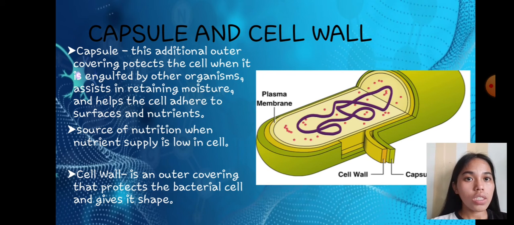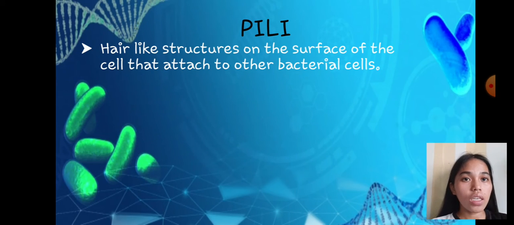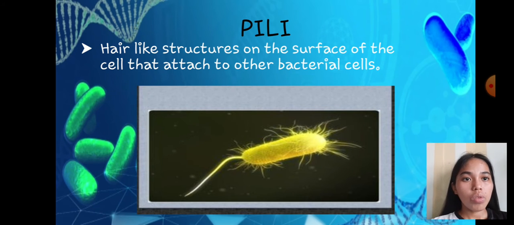The capsule is the additional covering that protects the cell when it is influenced by other organisms. The cell wall is an outer covering that protects the bacterial cell and gives it shape. Next is pili. Pili are hair-like structures on the surface of the cell that attach to other bacterial cells. This is an example picture of pili.